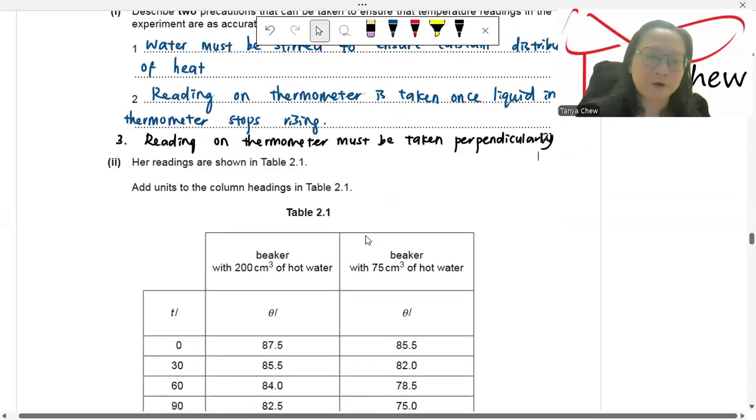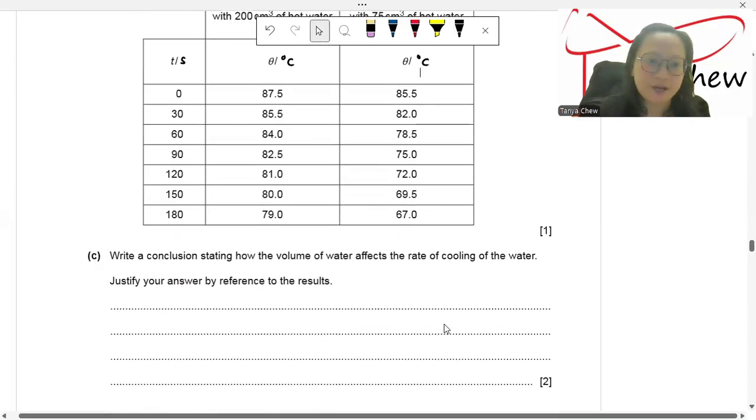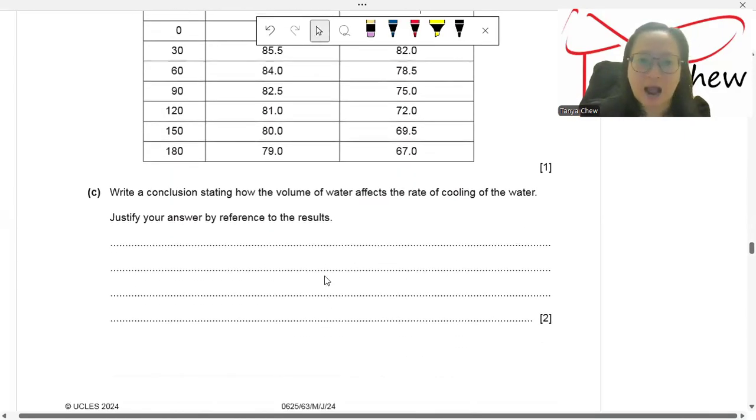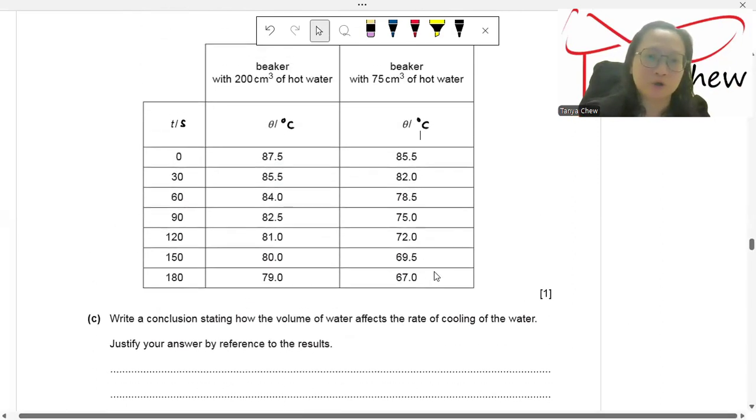Now, second part, her readings are shown in table 2.1. Add units to the column headings in table 2.1. So I say t measured in seconds, theta in degrees Celsius, and theta in degrees Celsius. That's all. C, write a conclusion stating how the volume of water affects the rate of cooling of water. Justify your answer by reference to the results. So justification by reference to the results, you need to give values. So you got to check, okay?